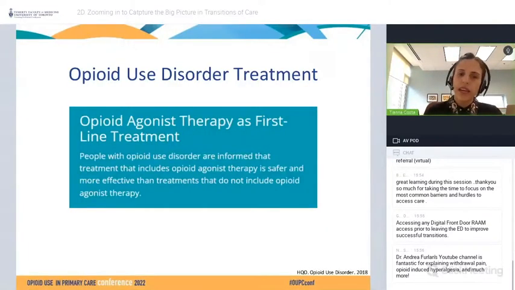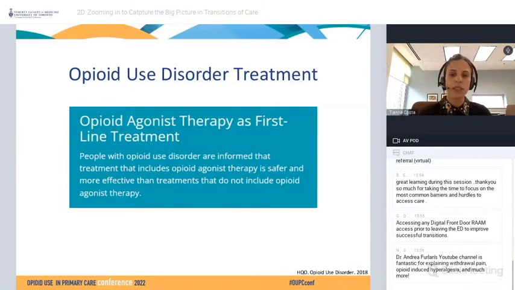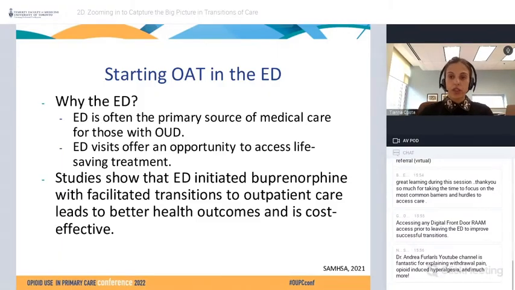So we know that opioid agonist therapy is a first-line treatment for opioid use disorder, and it is more effective than treatments that do not include opioid agonist therapy. So it is really important to be able to start opioid agonist therapy in the emergency department. And in terms of why in the ED, the ED might be that primary source of medical care for those with an opioid use disorder. And we know that ED visits offer an opportunity to access life-saving treatment, and OAT in and of itself is life-saving treatment. So it really is an amazing place to access. Studies have also shown that ED-initiated buprenorphine with facilitated transitions to outpatient care leads to better health outcomes and is cost-effective.